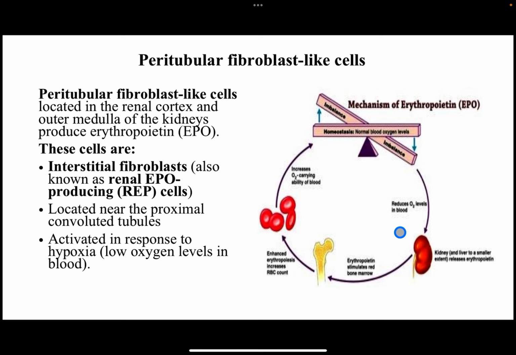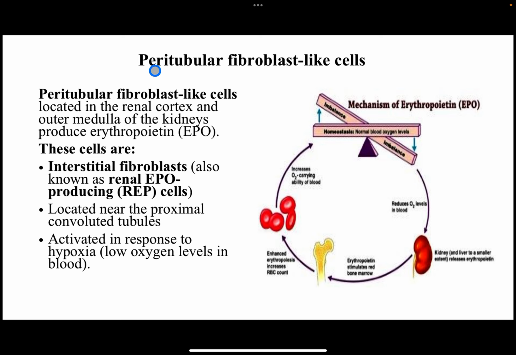So now, in a situation where the oxygen levels in your blood are very low, these cells would be stimulated to produce what? Erythropoietin, their hormone. We call it EPO, the renal EPO hormone. So they produce this erythropoietin, then this erythropoietin acts on the bone marrow, through a process we call erythropoiesis, to produce a lot of red blood cells, and that will increase your blood oxygen carrying capacity.